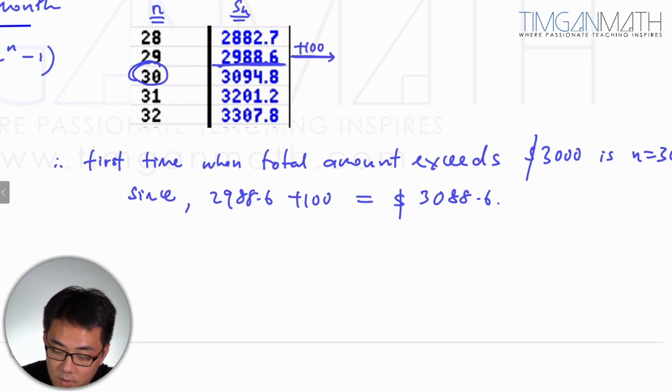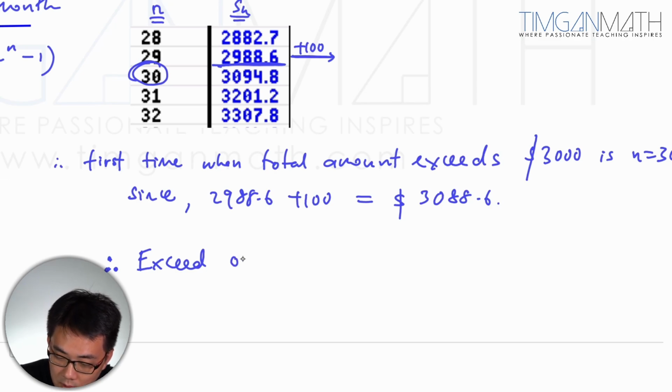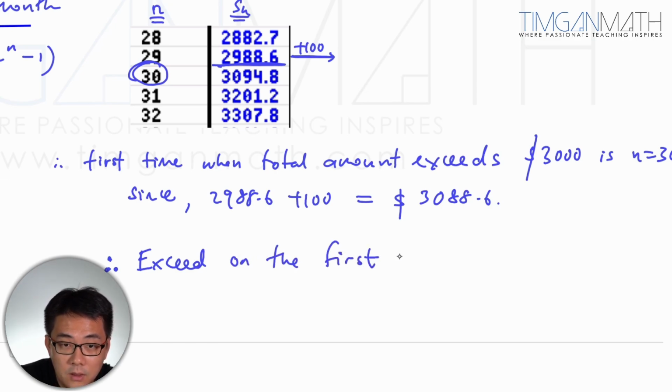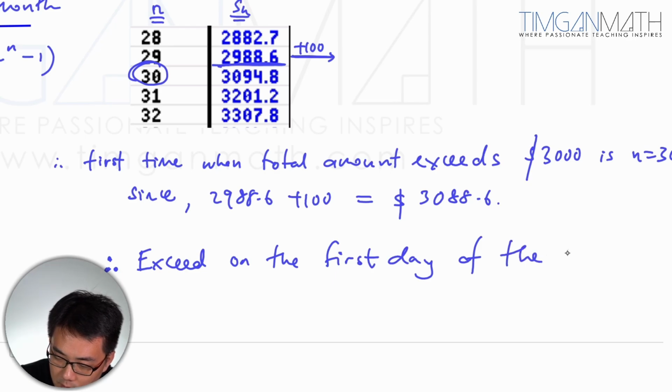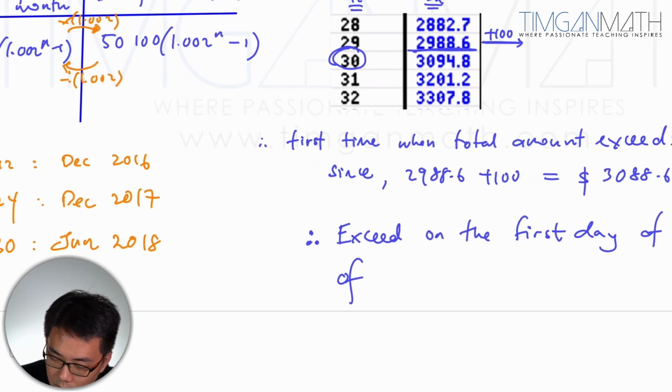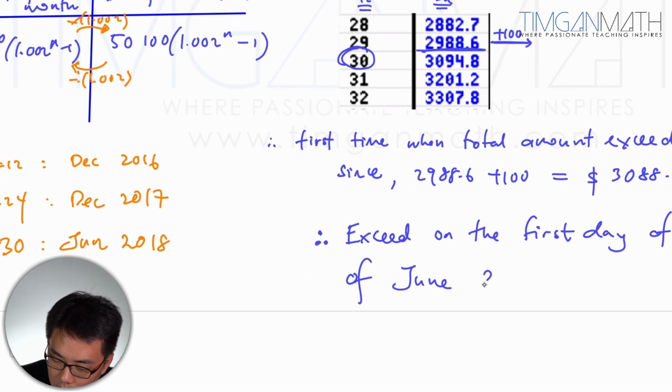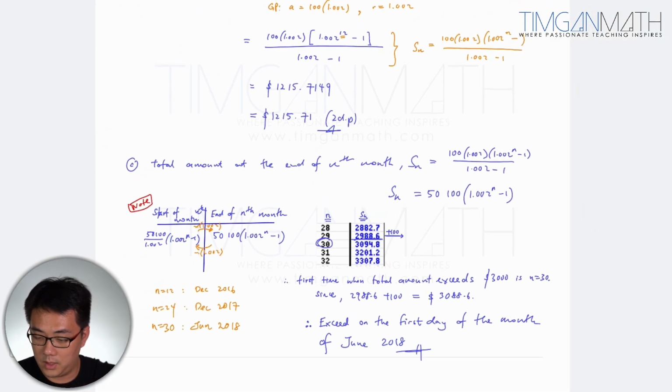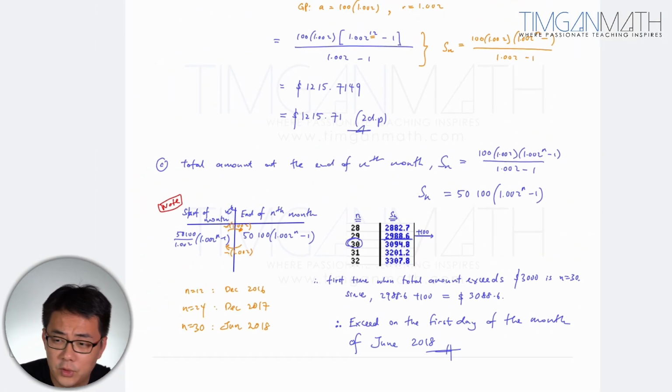Okay, so in other words, it's when n is 30. So hence, n is 30, first exceeded on the first day of the month of June 2018. Okay, so that's how we do this part here proficiently.